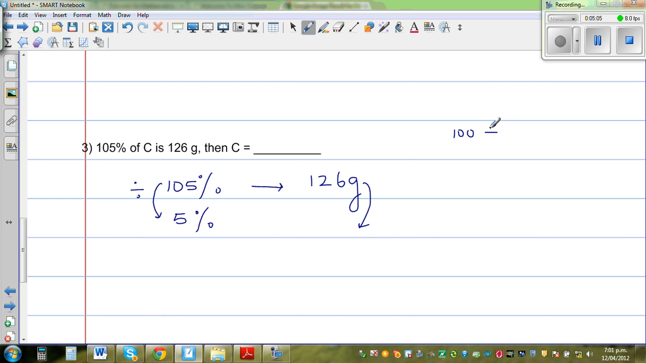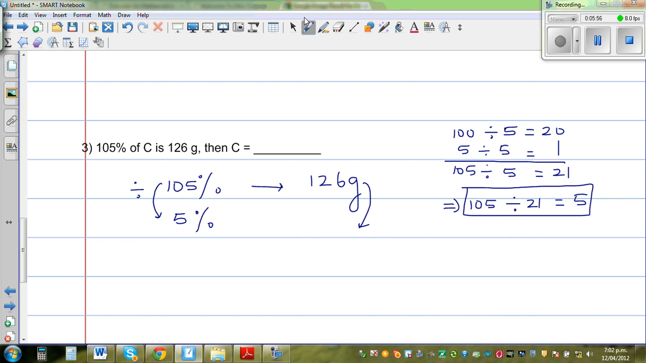Let me show that. 100 divided by 5 is 20, and 5 divided by 5 is 1. Can you see what I'm doing? I've split 105 into two groups. 100 I've divided by 5, that is 20, and 5 divided by 5 is 1. So 105 divided by 5 gives you 21. This implies 105 divided by 21 gives you 5. This is a bit tricky manipulation.